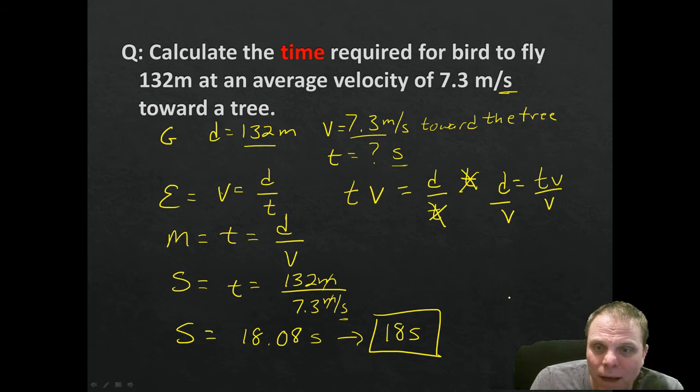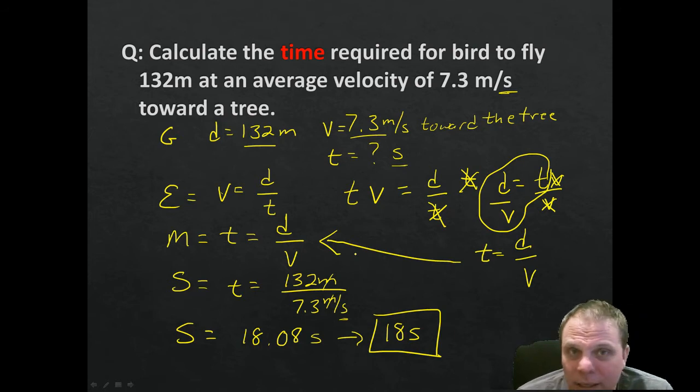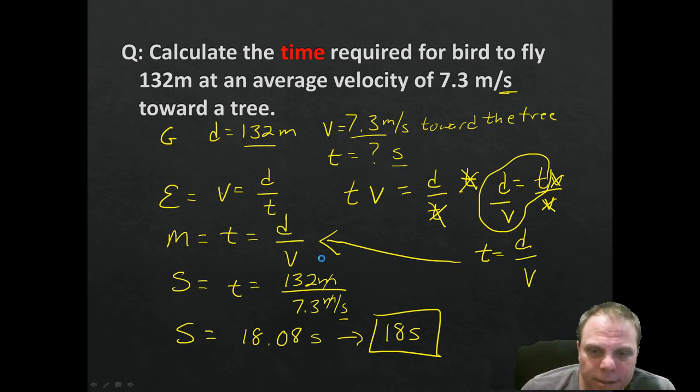Whatever I do to one side, I do to the other side, and I canceled those out. So what am I left with? I'm left with this little portion right here, which is T is equal to D divided by V. So now you can see how I got that step. It's just basic algebra. I go through two little steps where I isolate the T by itself and also get it up into the numerator side. So that's what we do in those cases.